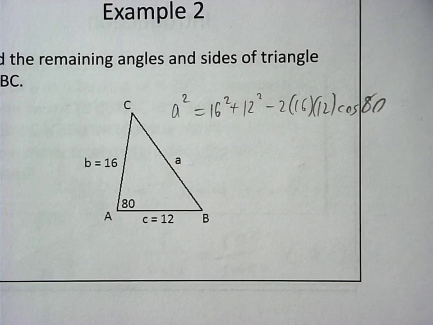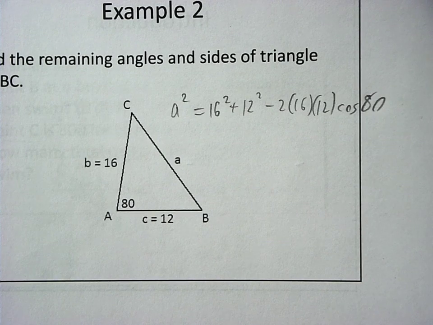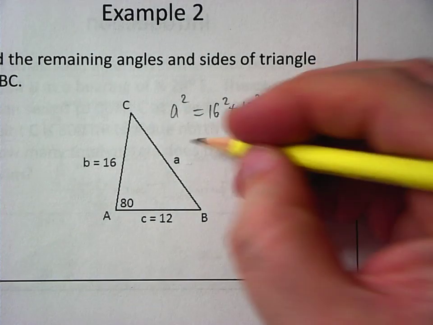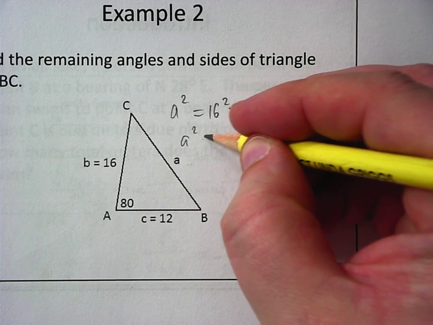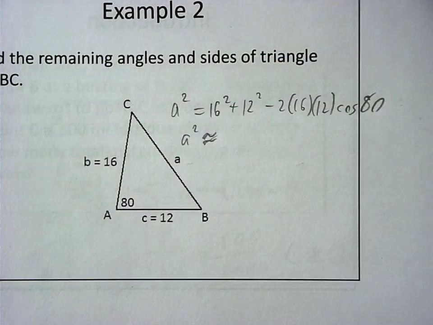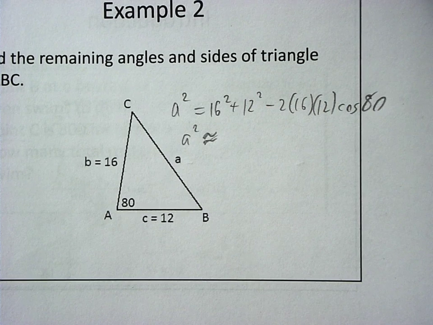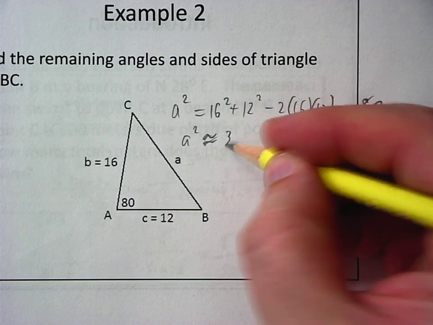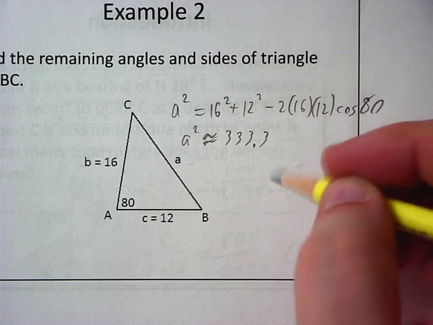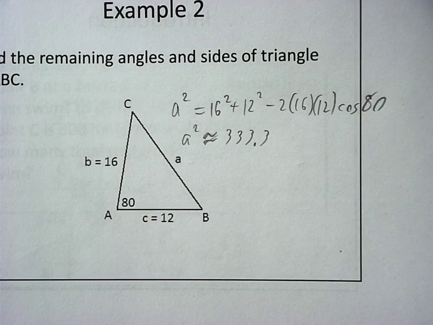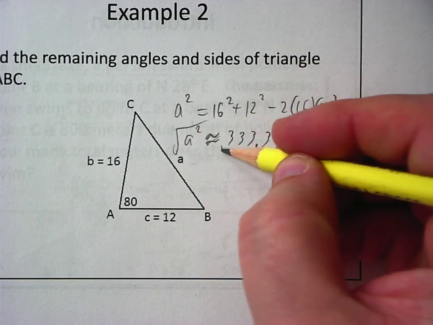Since we know the angle is 80, you can just plug in all at once. What do you end up getting for A squared? 333.3. That's what I got. And then side A would be... Make sure you square root your previous answer.